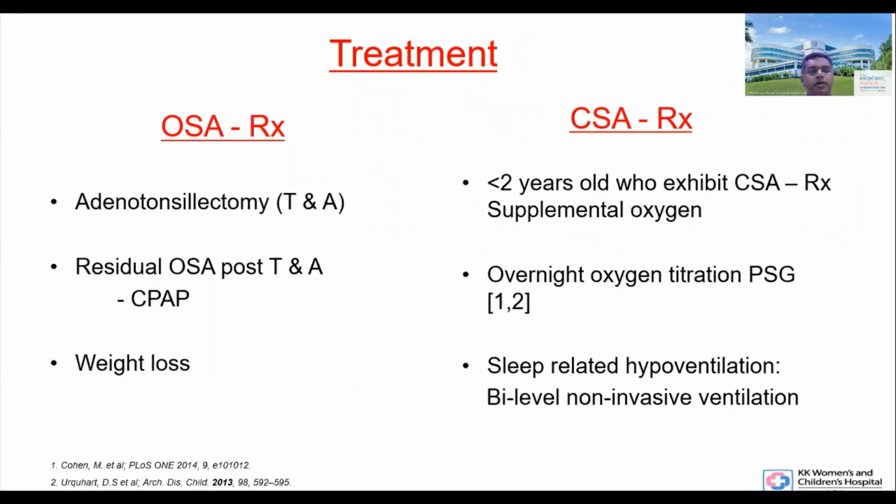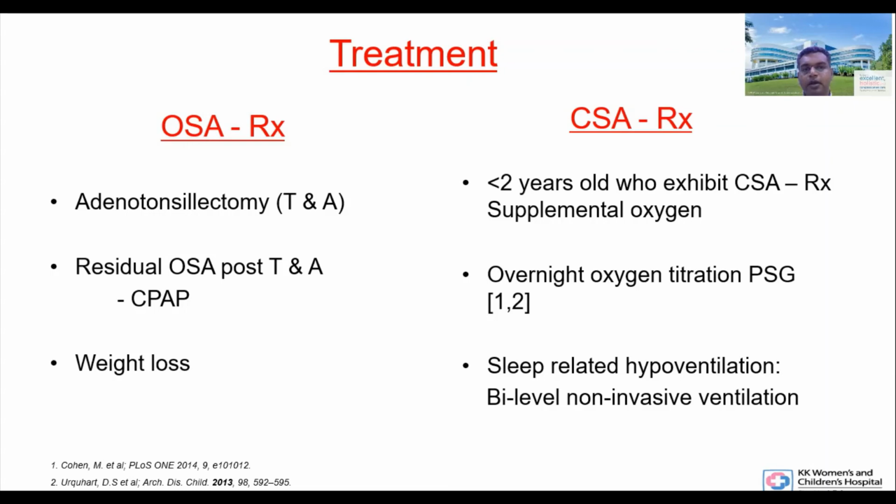So how do you treat obstructive sleep apnea? The first line of treatment is adenotonsillectomy if there is evidence of adenotonsillar hypertrophy. For children who already had adenotonsillectomy and still have residual obstructive sleep apnea, continuous positive airway pressure, or CPAP, is to be used for sleep. And weight loss will also help in the treatment.